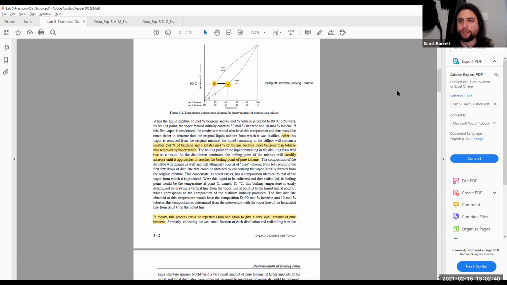As you continue to boil your mixture, slowly your original mixture will require more heat, because benzene, at the lower boiling point, is coming off and distilling down off of your column, and then you're left with more and more toluene. So slowly the boiling point increases.